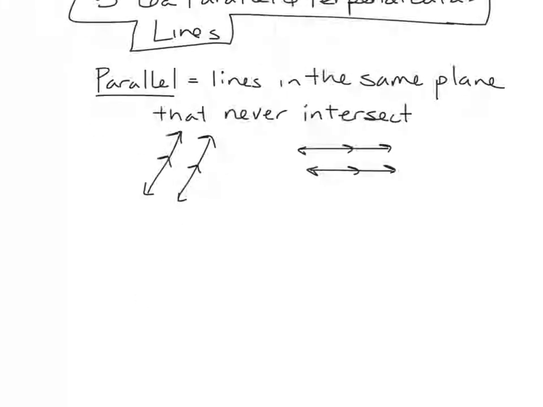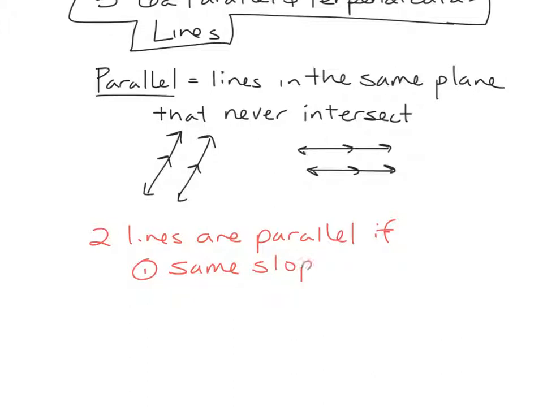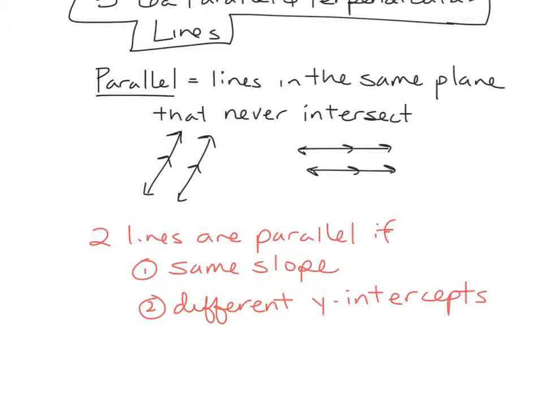So we say in what we're going to be doing that two lines are parallel if two things. One, they have the same slope. And two, they have different y-intercepts. Okay, so I want you to think about that for a second. Two lines are parallel if they have the same slope, right? So their rise over run has to be identical.